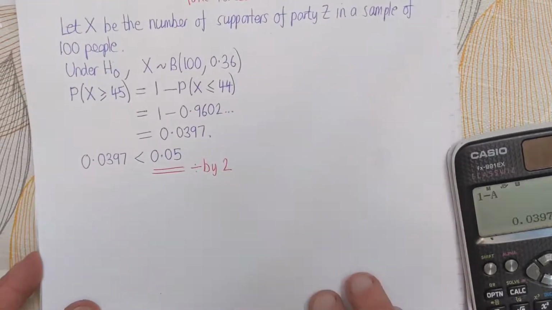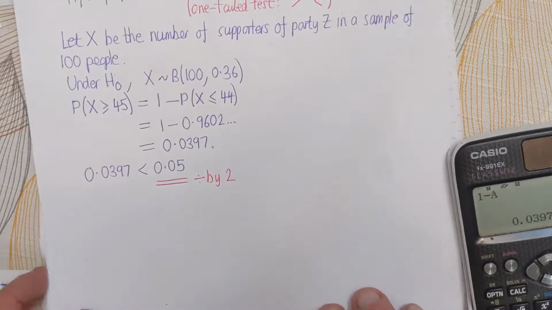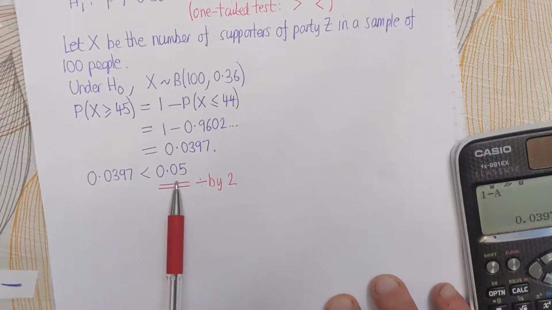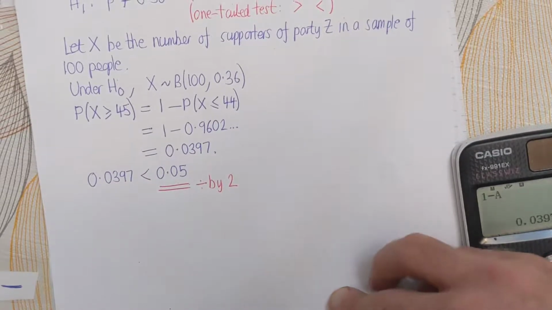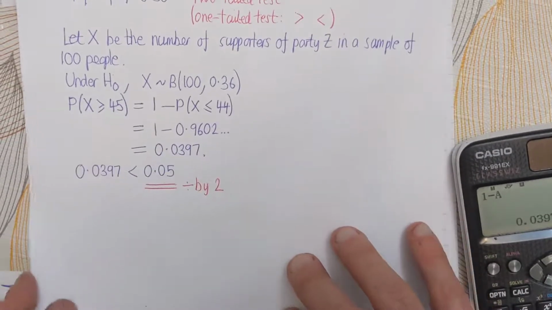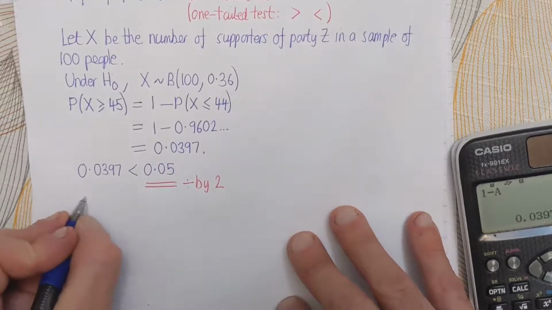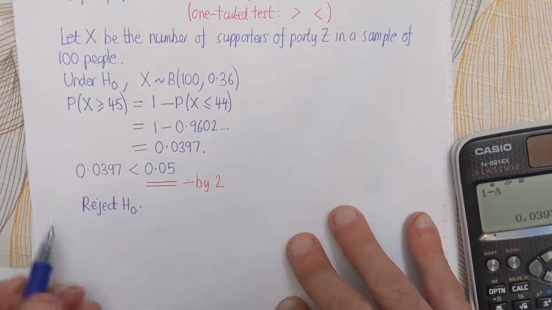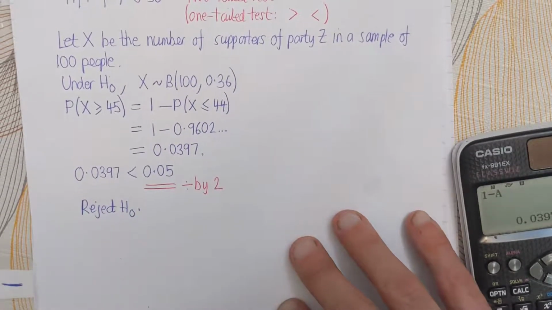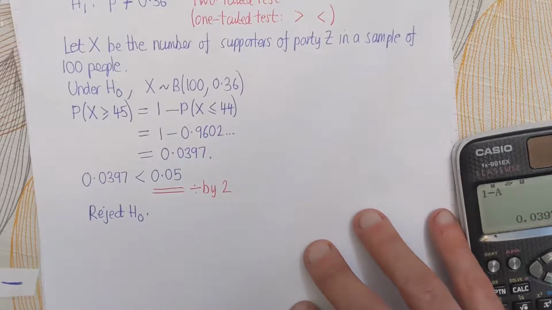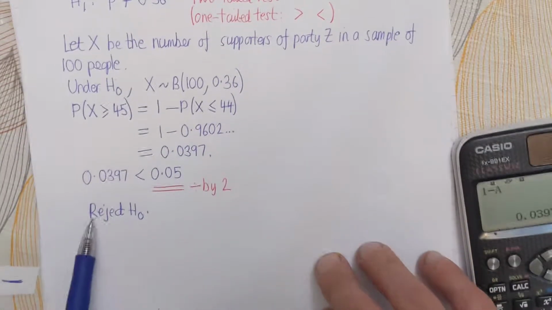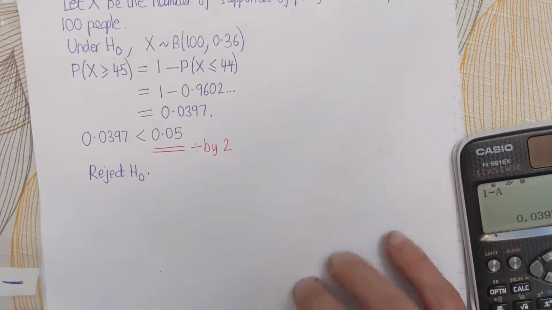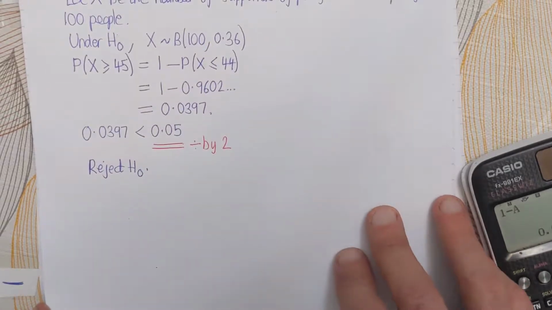And so you do that, and the calculated probability is less than the significance level. So in this case, we will reject H0. Remember to put this down always in terms of H0. You will reject H0 or you will not reject H0. So in this case, we reject H0, and then finally, at the end, your conclusion must be in context.